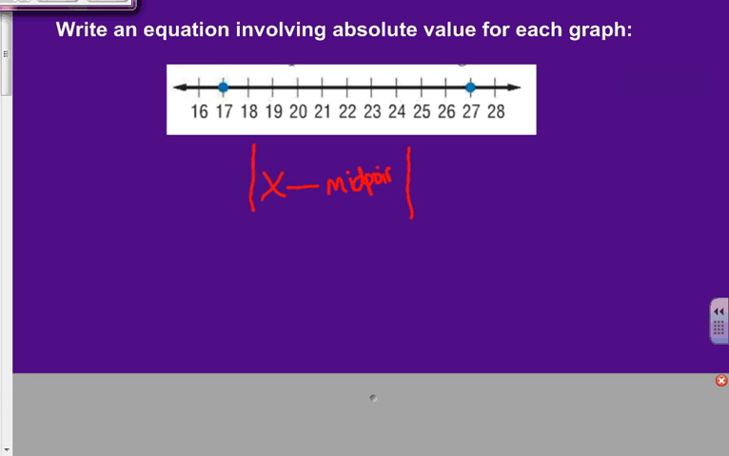That is the point that's in between the two dots that are graphed. And then it's always going to equal a distance, because that's what absolute value is. It's going to be the distance from the midpoint to one of the dots.